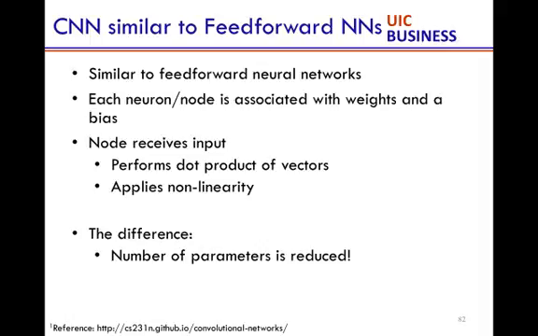Now, in a CNN, it's the same thing. Each neuron is associated with a bunch of weights and biases. It's the same as a feedforward neural network. And what happens in a feedforward neural network? A node receives an input and performs a dot product of vectors. The x is actually a vector, x1, x2, x3. This is a vector. You do a dot product, apply the nonlinearity.